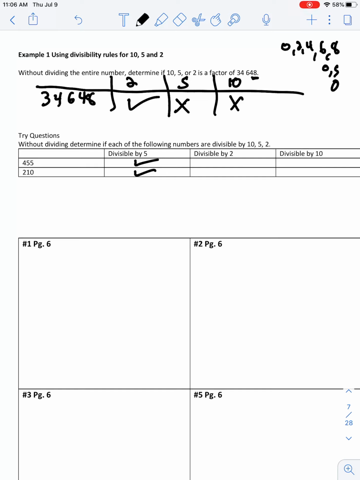It is only divisible by 2 if it ends in 0, 2, 4, 6, or 8. 455 does not, but 210 ends in 0, so it's divisible by 2. It is only divisible by 10 if it ends in 0. 455 does not, but 210 does. So 210 is divisible by 2, 5, and 10. Therefore, 2, 5, and 10 are all factors. 455 is only divisible by 5, so only 5 is a factor.